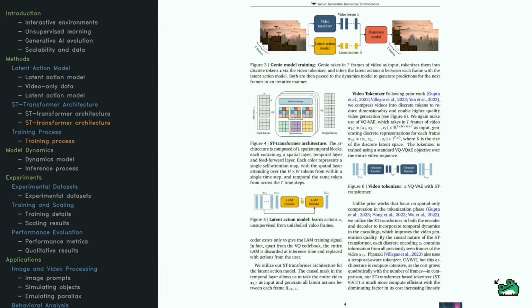Now Figure 5 shows the latent action model. It learns actions from videos without needing labeled data, using an encoder-decoder approach. This means it can predict actions just by watching videos.